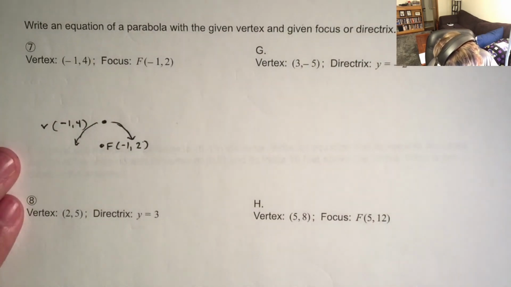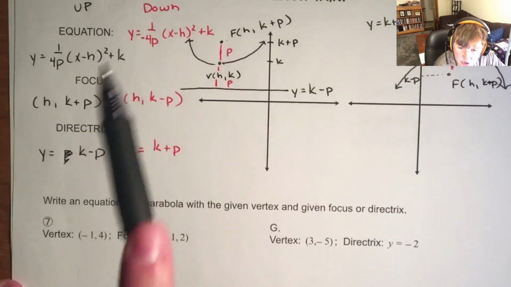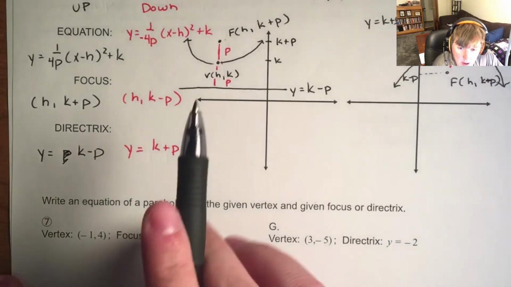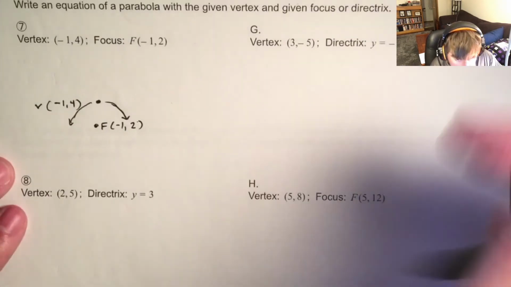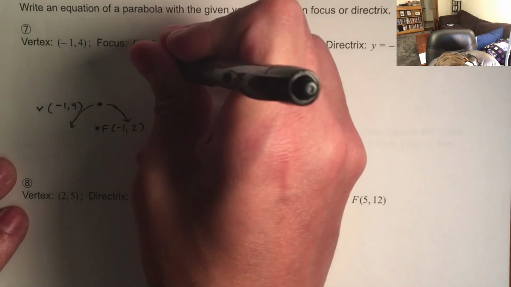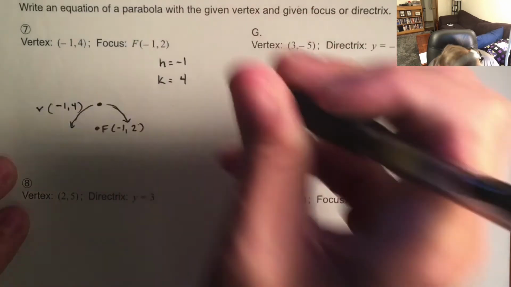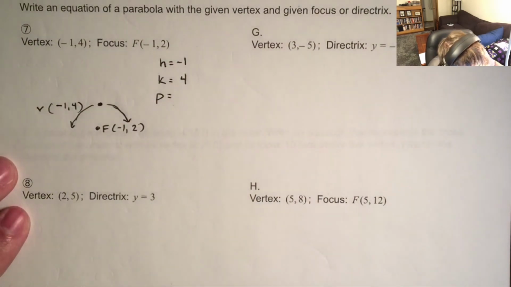Okay, so here it looks like to me we have to just identify 3 variables, right? We just have to identify p, h, and k. The nice thing is that h and k is the vertex. So I already know that h is equal to negative 1, k is equal to 4. I just have to find that sneaky p value. Once I do that, I will get everything else I need.